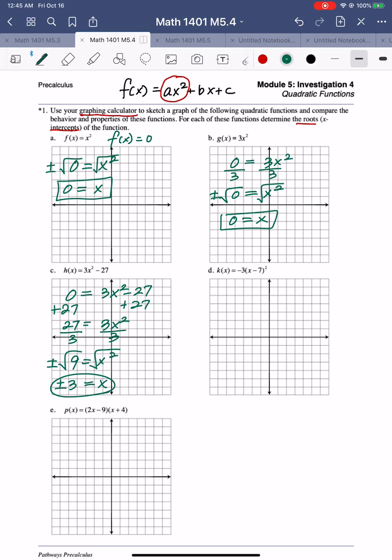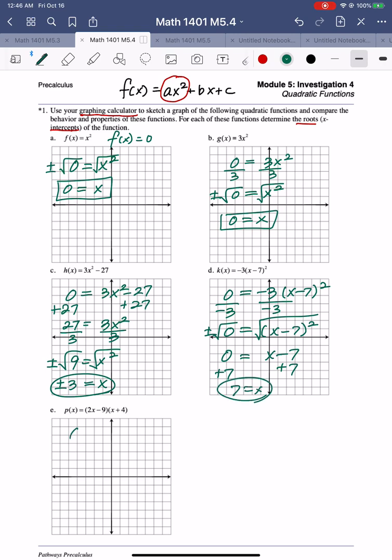Set k of x equal to 0. Negative 3 times (x minus 7) squared. Divide by negative 3 on both sides, which gives 0 equal to (x minus 7) squared. And then cancel the square with the square root, and the square root of 0 is 0. You get x minus 7 equals 0, add 7 to both sides. 7 is x. That's the solution.